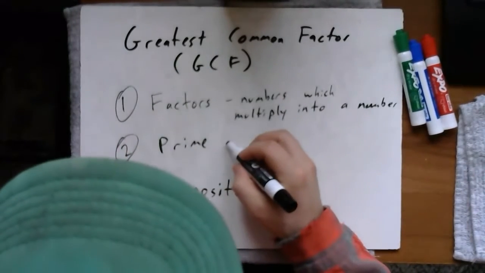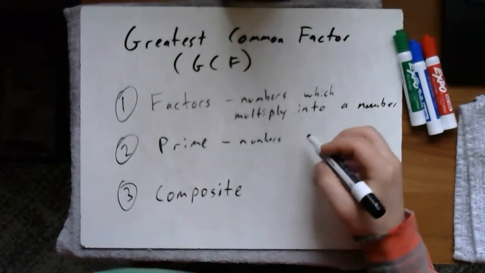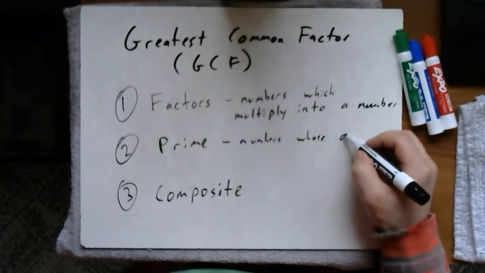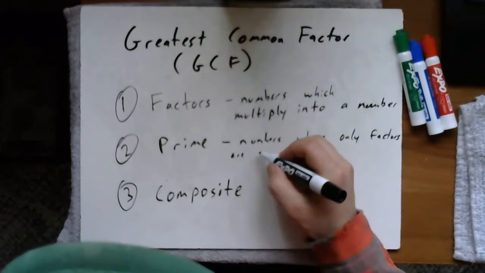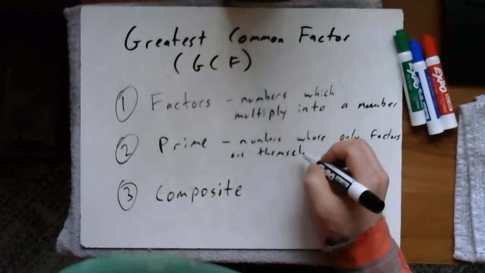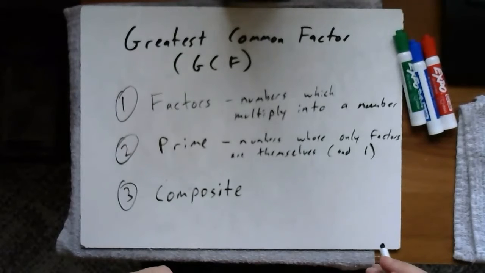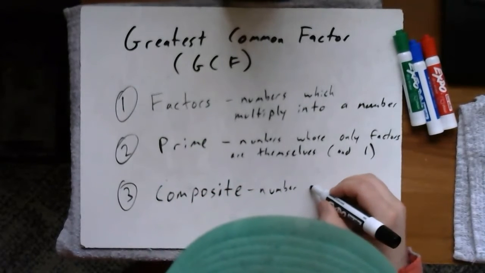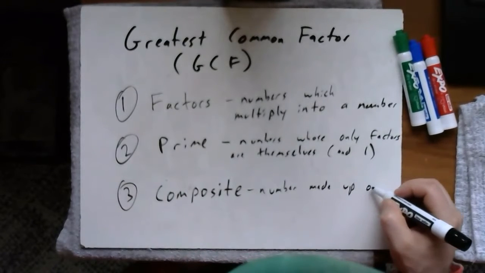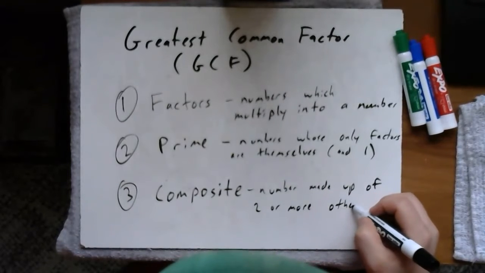All right, so prime, this refers to numbers whose only factors are themselves and we can say 1 too, right? So themselves and 1. All right, and then composite numbers, these are numbers made up of two or more other numbers multiplied together.